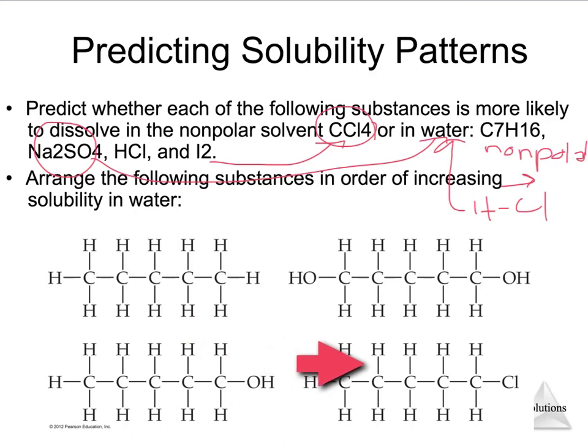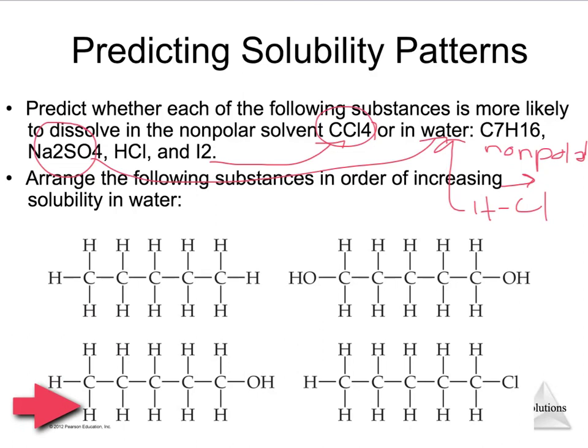And that's because this carbon chloride bond, while it may have a dipole, is not going to be as strong as the OH groups because I can't hydrogen bond between this carbon chloride bond and water, versus these two, because of the OH groups, I will be able to hydrogen bond, which will increase the solubility of that substance in water. So I would say this one first, this one next.